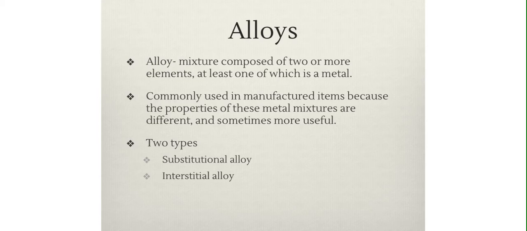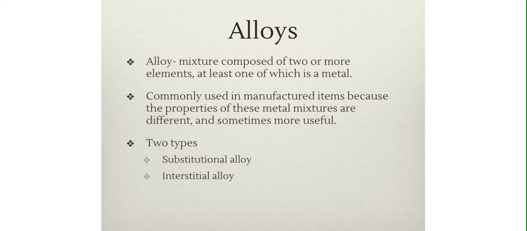Alloys. An alloy is a mixture composed of two or more elements, at least one of which is a metal. So you're familiar with some alloys such as brass and bronze. Brass and bronze are not individual elements. They are not found by themselves. They are made up of different types of elements. So brass is an alloy of copper and zinc. Bronze is an alloy of copper and tin.